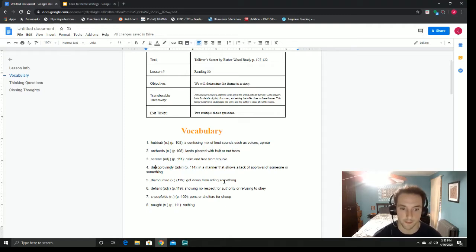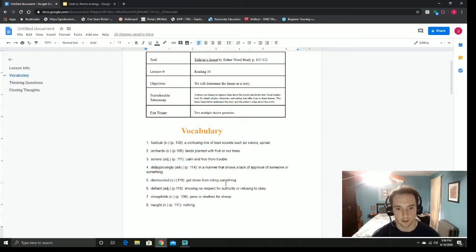Dismounted just means get off of it. Defiant means showing no respect for authority, refusing to obey. It's exactly what it sounds like. Someone who is defiant is told to do something and they say, nope, I'm not going to do it. If any of you have small brothers and sisters, toddlers, they love doing this because they're figuring out the world.